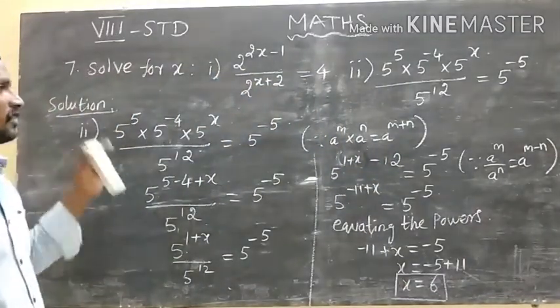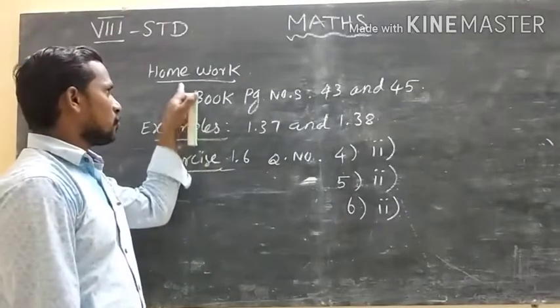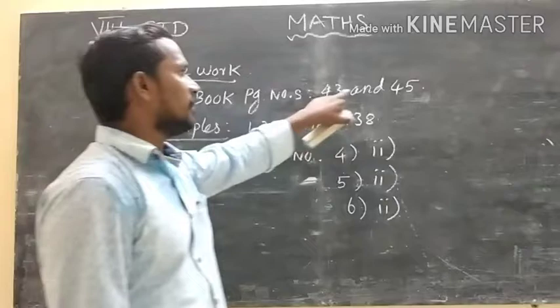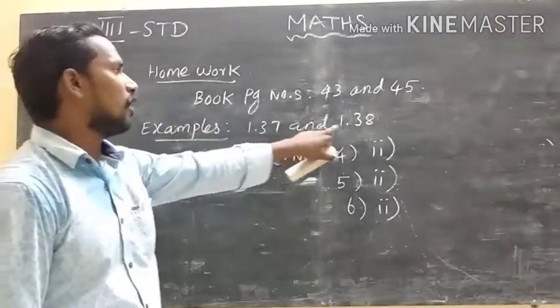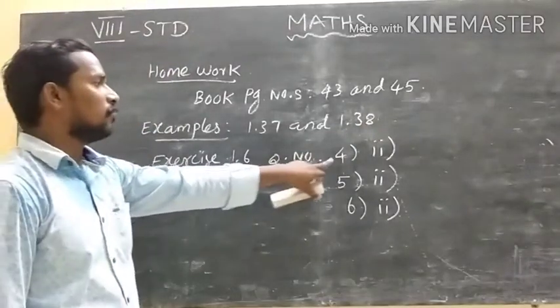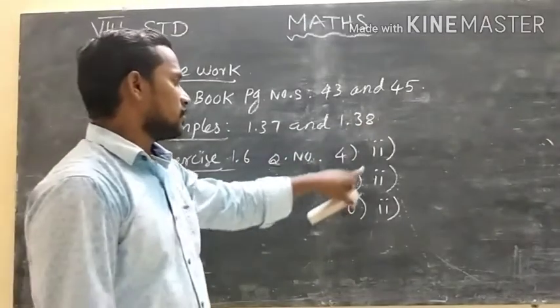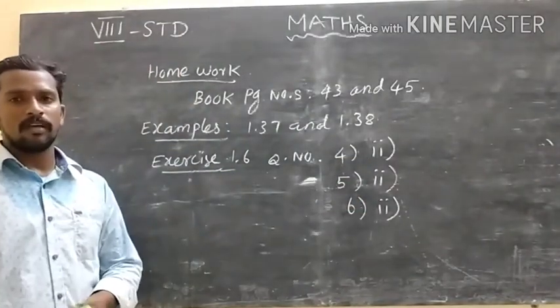Have you understood the sum? Okay, dear students, today's homework: book page numbers 43 and 45, examples 1.37 and 1.38. Then exercise 1.6, question numbers 4, 5, 6, second subdivisions. Okay, that's all. Work out the sums.